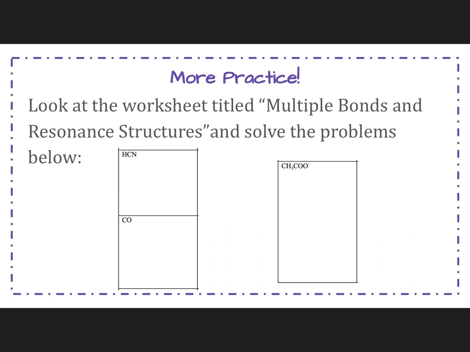All right, it's time for some more practice. So take a look at the worksheet that's titled Multiple Bonds and Resonance Structures, and we're going to work through some problems together. So this first one, I've got hydrocyanic acid. All right, so I've got hydrogen with 1 valence electron. I've got carbon with 4 valence electrons. And then I've got nitrogen with 5 valence electrons. All right, and it's my job to figure out how to bond these together.